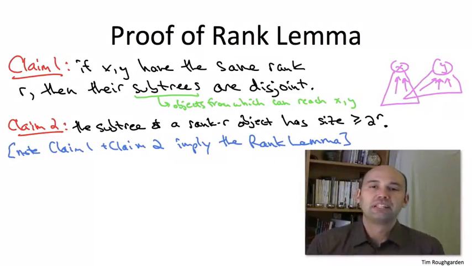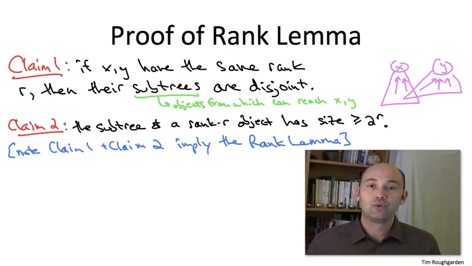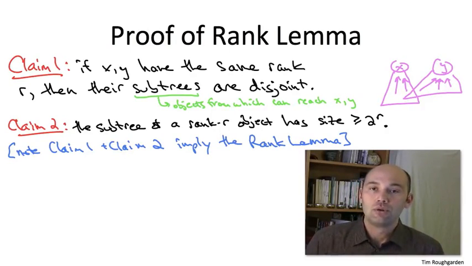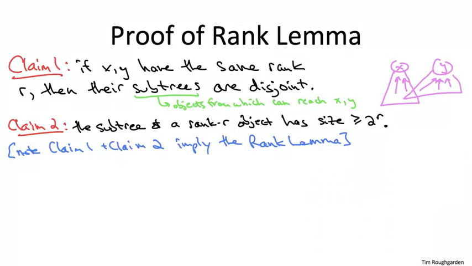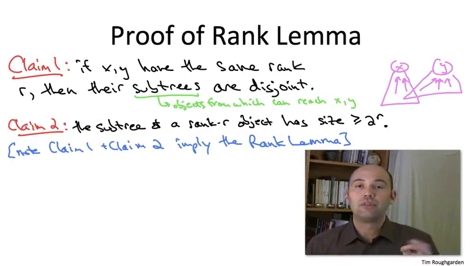Notice that if we prove claim 1 and claim 2, then the rank lemma follows easily. Why? Well, fix a value for r. 2, 10, I don't care what. Look at all the nodes that have this rank r. By claim 2, each of them has at least 2 to the r objects that can reach them, and by claim 1, these have to be disjoint sets of objects. Well, there's only n objects to go around, and if each of these disjoint sets has at least 2 to the r of them, there can be at most n over 2 to the r such groups. That is, at most n over 2 to the r objects with this rank r. So we've reduced the proof of the rank lemma to proving claims 1 and 2. I will do them in turn.